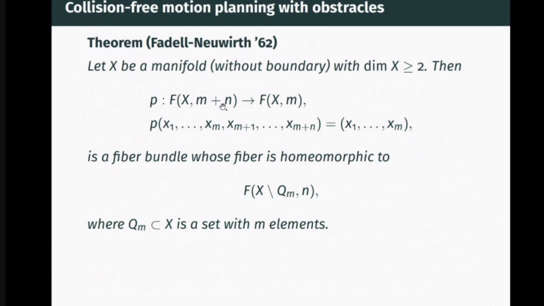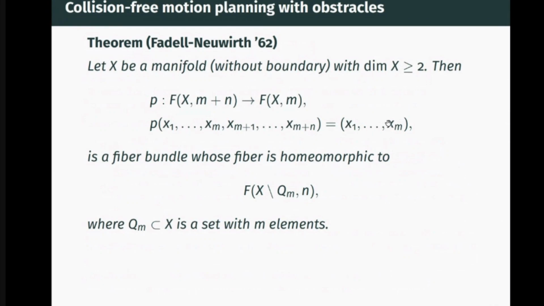Namely, if we study these configuration spaces, which are defined as in part 1, so tuples in X to a certain power so that no two distinct points coincide, in the case that we have a manifold of dimension at least 2, then we have a nice map. If we have the configuration space of m plus n points in X, we can just take a projection map to the configuration space of m points in X, simply by forgetting the last n coordinates. This is then really indeed a fiber bundle, a result of Fadell and Neuwirth.